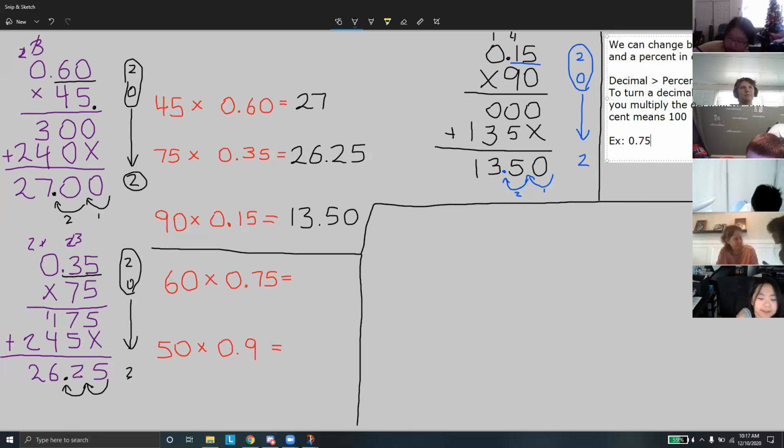Multiply it by 100. It's 75%. Yep, so 0.75 times, that's the times sign.